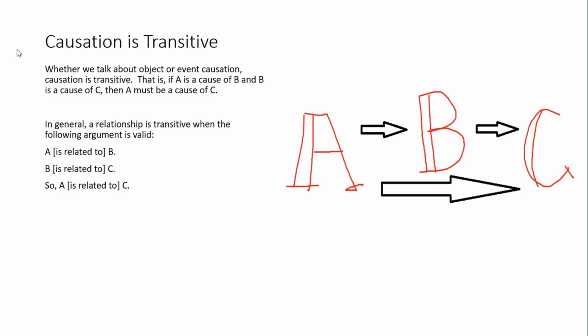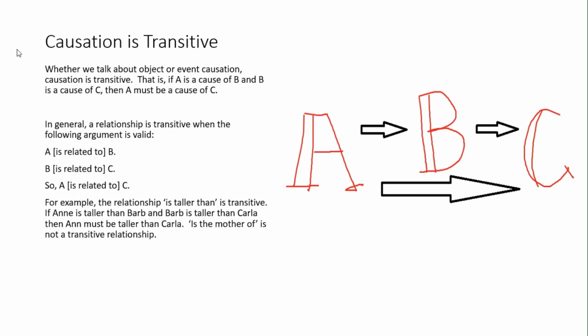transitive. For example, the relationship "is taller than" is transitive. If Anne is taller than Barb and Barb is taller than Carla, then Anne has to be taller than Carla. "Is the mother of" is not a transitive relation. If Anne is the mother of Barb and Barb is the mother of Carla, it doesn't follow that Anne is the mother of Carla. In fact, Anne isn't the mother of Carla, she's the grandmother of Carla.